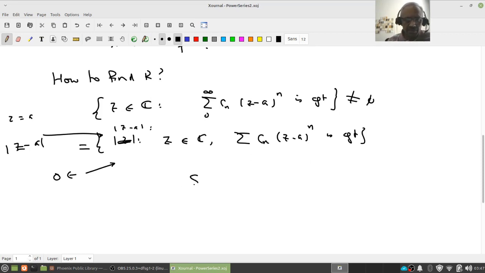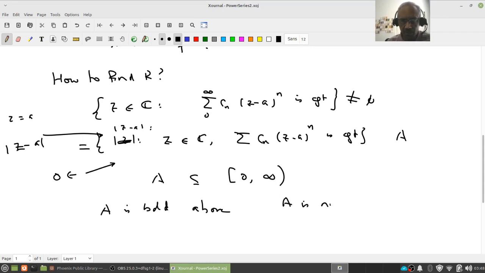Now this is a subset of positive reals. Remember, this is always a real number. Therefore, it cannot be infinity or anything. It's just a positive real, and 0 belongs to this. Therefore, what are the two possibilities? Call this set A. So A is a subset of the reals. Two cases: A is bounded above or A is not bounded above.